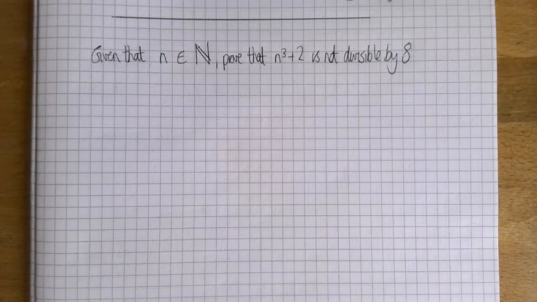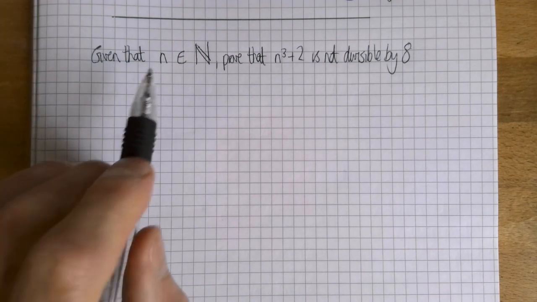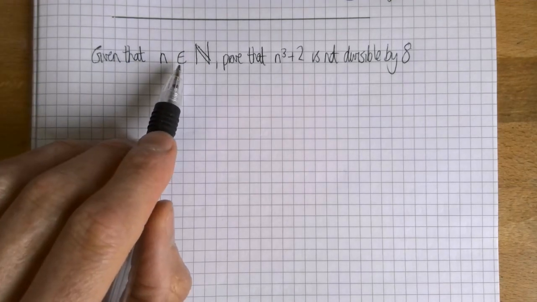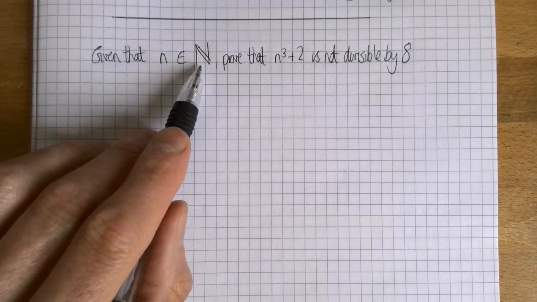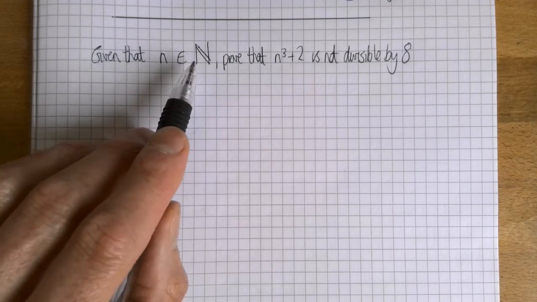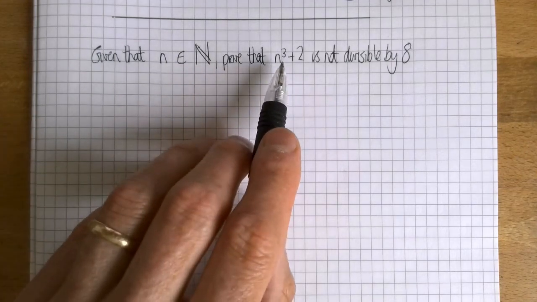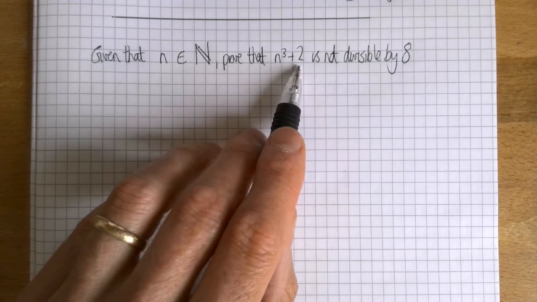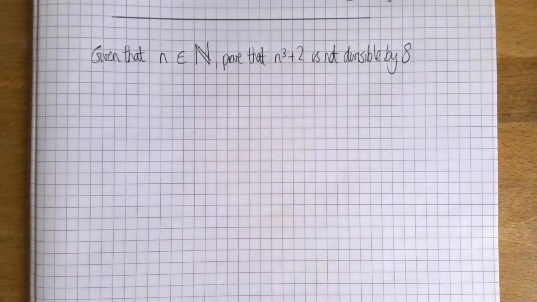Okay, one for you. This from the 2019 AS maths paper. Given that n is a member of the set of natural numbers, so that basically means natural numbers are positive integers. So it means given that n is a positive integer, prove that n cubed plus 2 is not divisible by 8. Classic proof by exhaustion question.